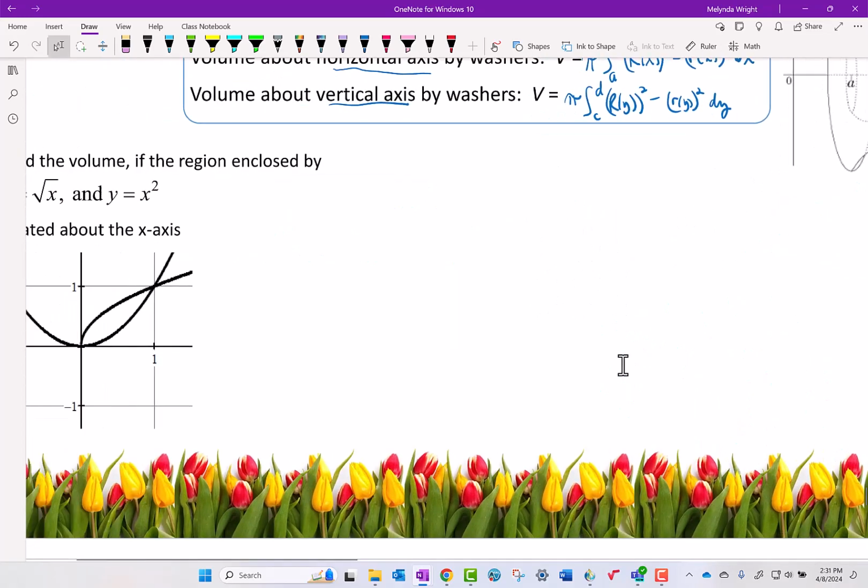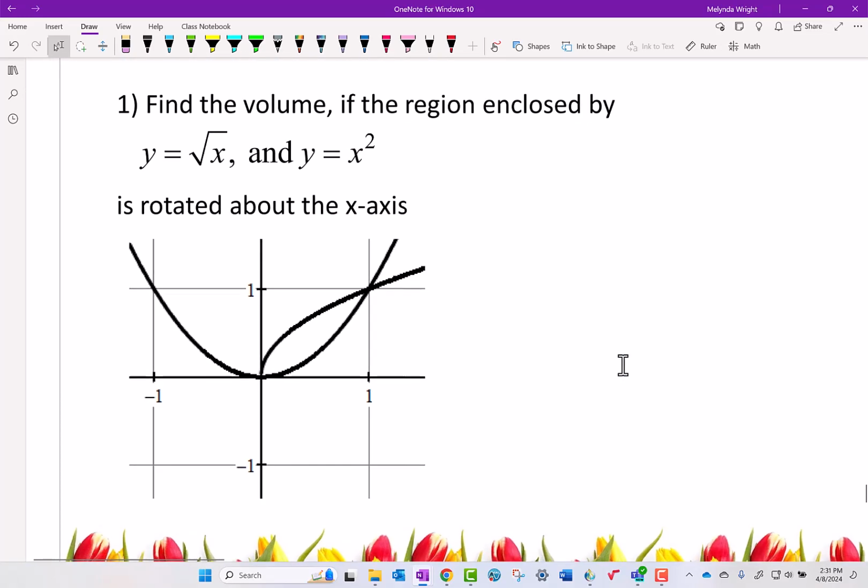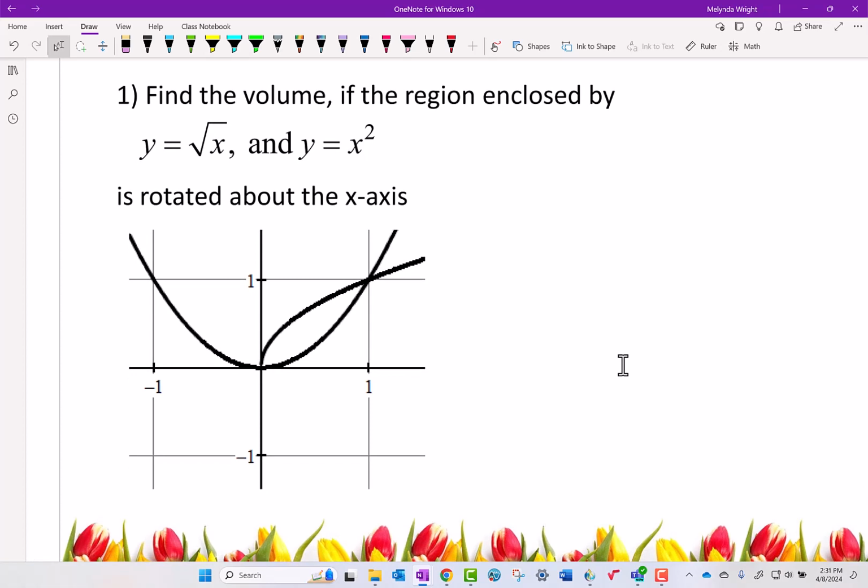Okay. So for here, they want us to find the volume if the region enclosed by the square root of x and x squared is rotated about the x-axis. Okay, so here we go. So this is my axis of rotation. I'm going to draw my little circle-y thing around it.